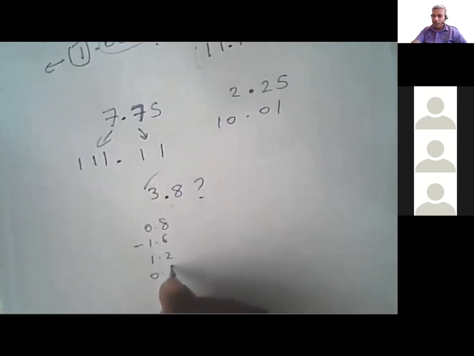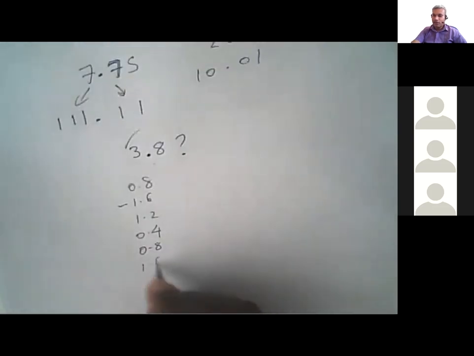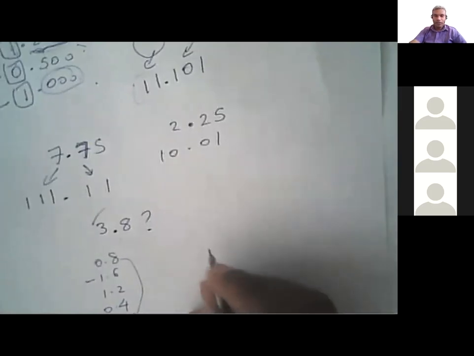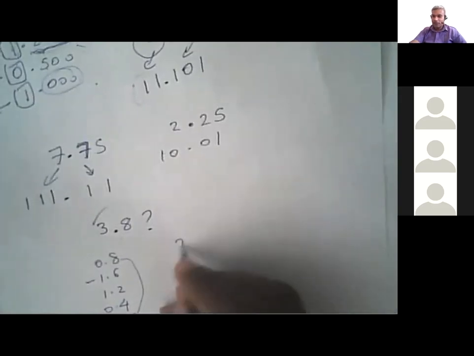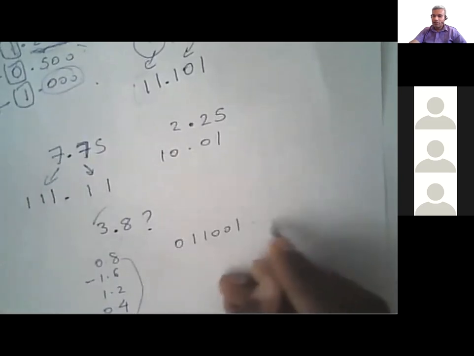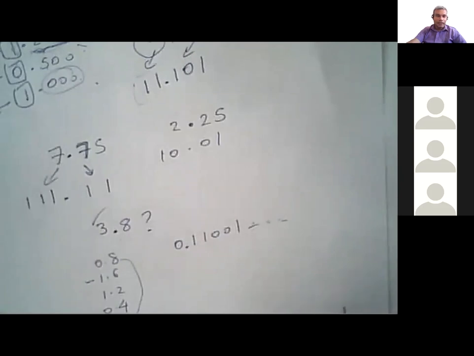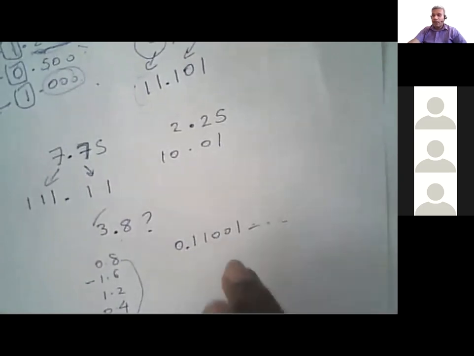Then again you get 0.4. Then again you get 0.8. Again you get 1.6. You can get the idea. So you are basically back to the beginning at this point. You are repeating the same thing again and again. So you have a non-terminating number. So you will end up with something like 0, 1, 1, 0, 0, 1, 1, 1, like that, right? So that means you can't precisely represent this in a binary format.